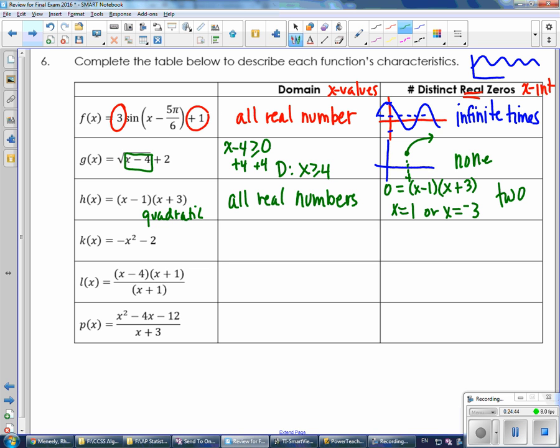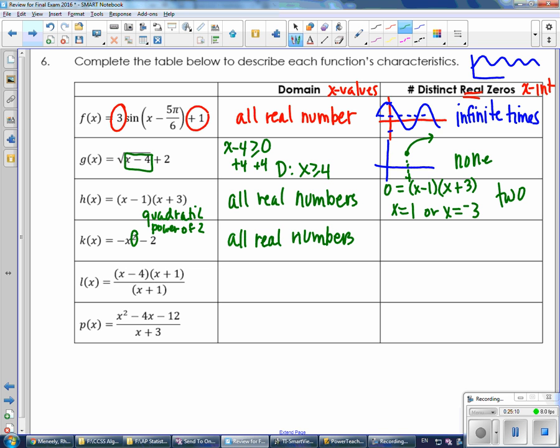H of x is another one. We have a power of 2, which is just like h of x, except it's in a different format, but they're both quadratic. We've got negative x squared minus 2, and I want to know the domain. Well, for all quadratic functions, the domain is going to be all real numbers.